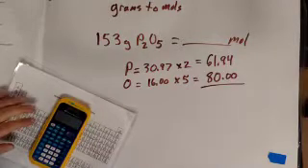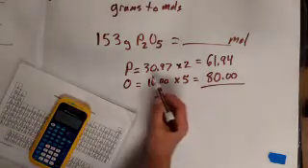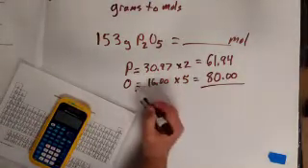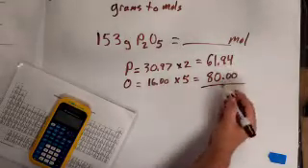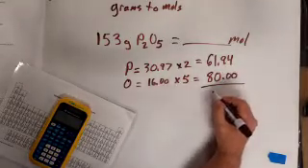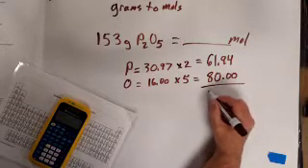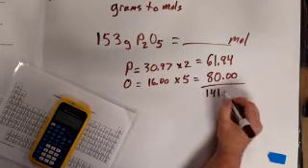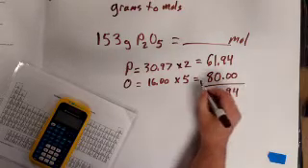All right, so now we have the mass of phosphorus and oxygen. So we're going to add those together. And so the molar mass of diphosphorus pentoxide is 141.94.